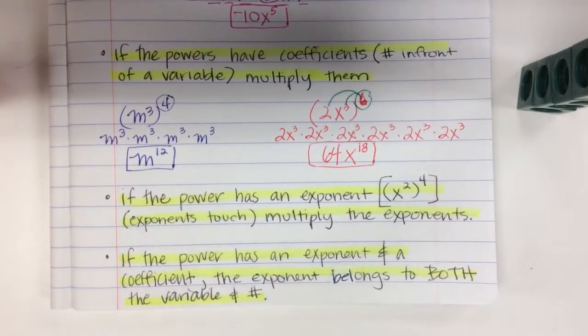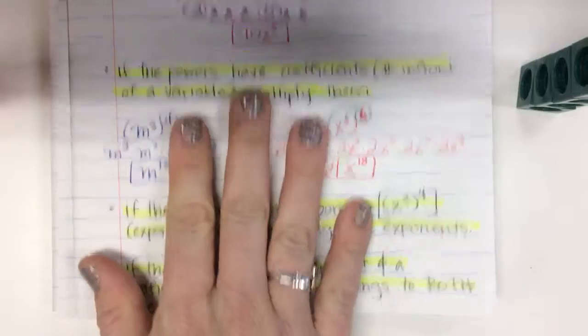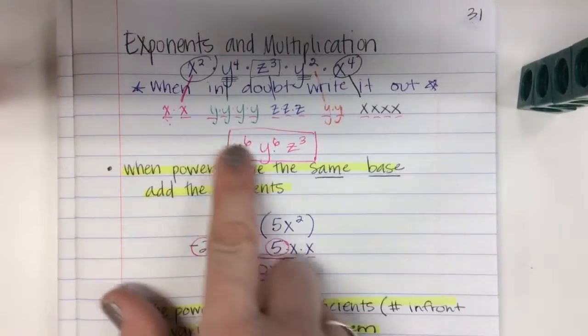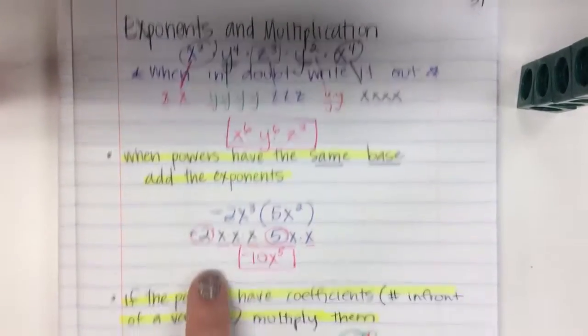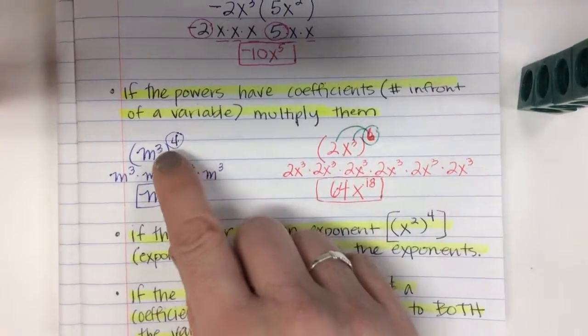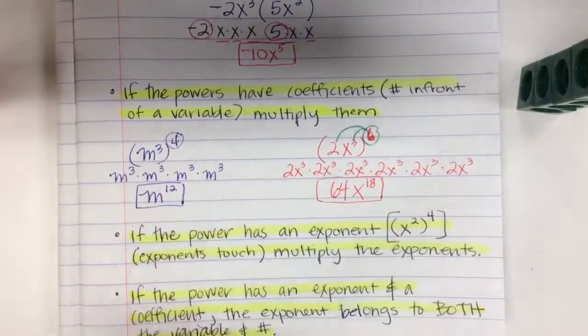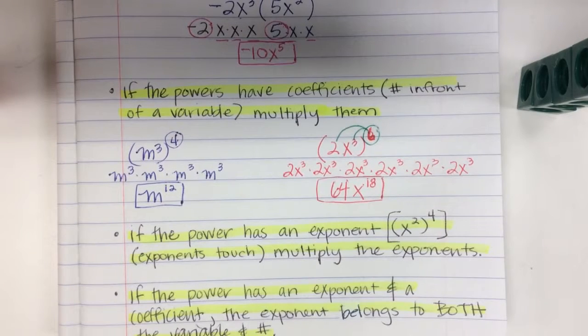Do not confuse these two rules. You add the exponents when it's a multiplication problem. You multiply the exponents when it's an exponent touching an exponent. Ladies and gentlemen, 100% of the time, when in doubt, write it out. It works every single time. You don't get confused because you write it out and you can visually see it.